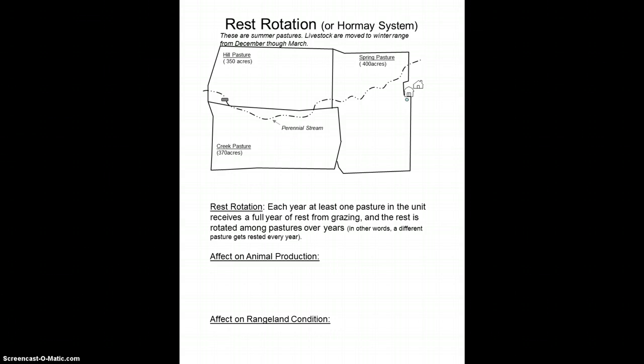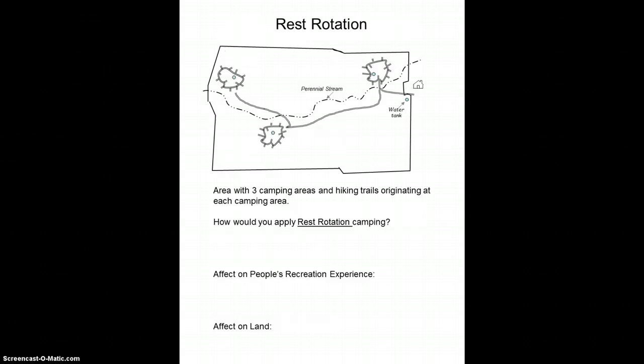So this system was designed really for rangeland condition improvement, and not so much out of concern for animal production. Although animal production can be quite good if the stocking rate is set well and the animals are managed well. I think again about this as if you were camping, if you had 3 campgrounds on your ranch, and you were worried about the condition of one of those campgrounds, you might remove it from camping, take it off the camping list for a whole year.